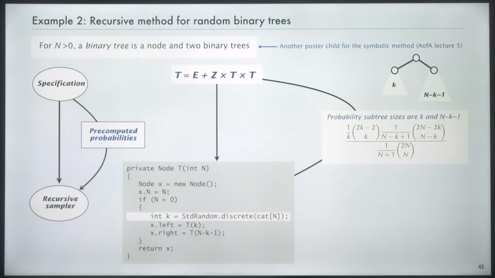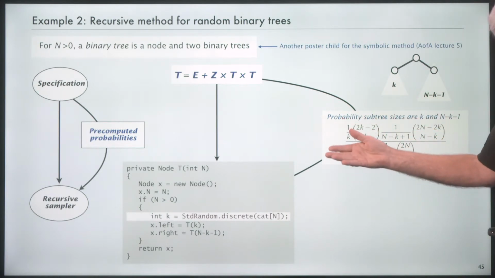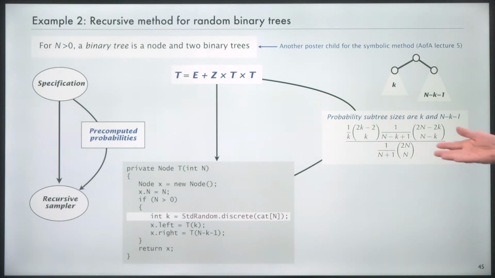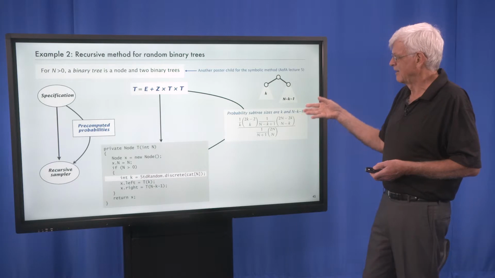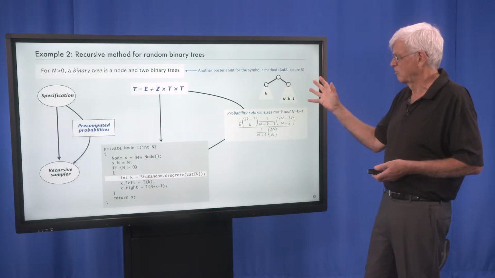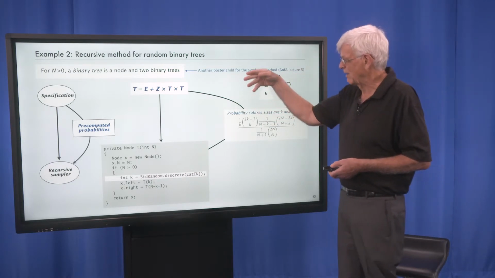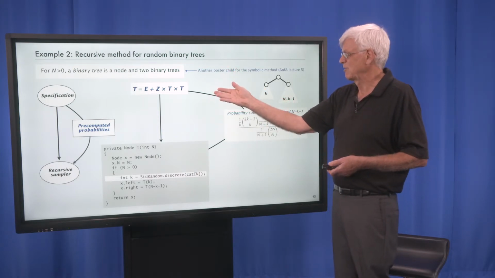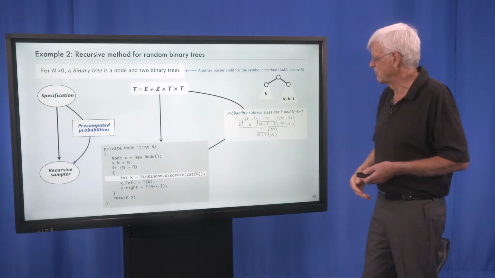This gives all the possibilities for all the subtree sizes. To get a tree of size n, that's our root: we create the new node, and then we generate a left subtree with k nodes and a right subtree with n minus k minus 1 nodes. Again, a very simple recursive program that derives automatically from the recursive spec. A binary tree is either empty or a node and two binary trees.